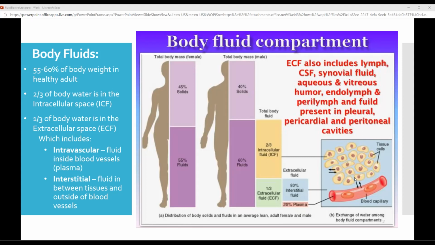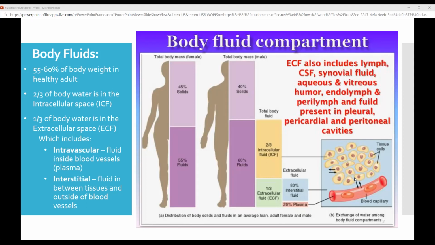So when you have issues with third spacing, like for example, with ascites, when we were talking about cirrhosis, fluid is leaking out of the capillary bed and in between the tissue spaces. That's interstitial. That's what you call third spacing. So the fluid is no longer in the blood vessel.